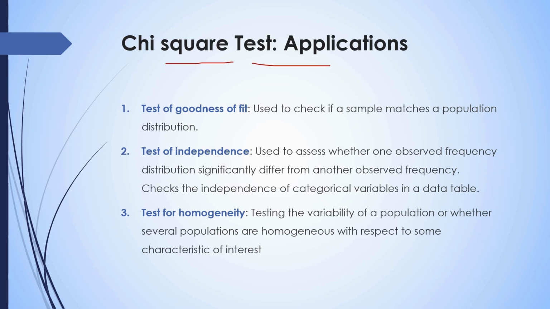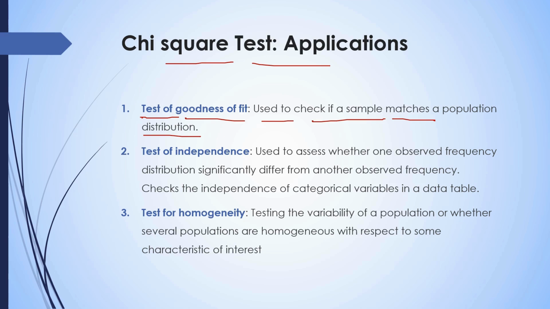What are the applications of chi-square test? The first application is test of goodness of fit. This means chi-square test is used to check if a sample matches a population distribution. We know that the chi-square distribution tells the different values different samples in a population can take. So you already know the different values of different samples from a population, and you've got a new sample. How do you know if the sample matches the parameters of the population? For that you do the chi-square test. And when you do the chi-square test, it will tell you if it matches the population distribution.